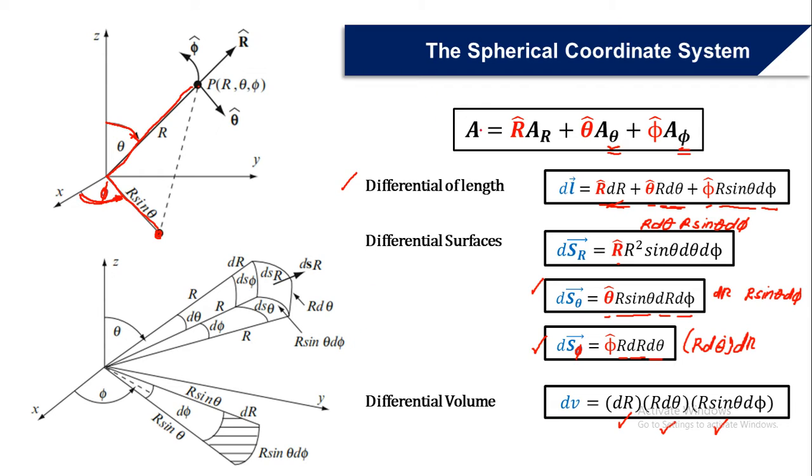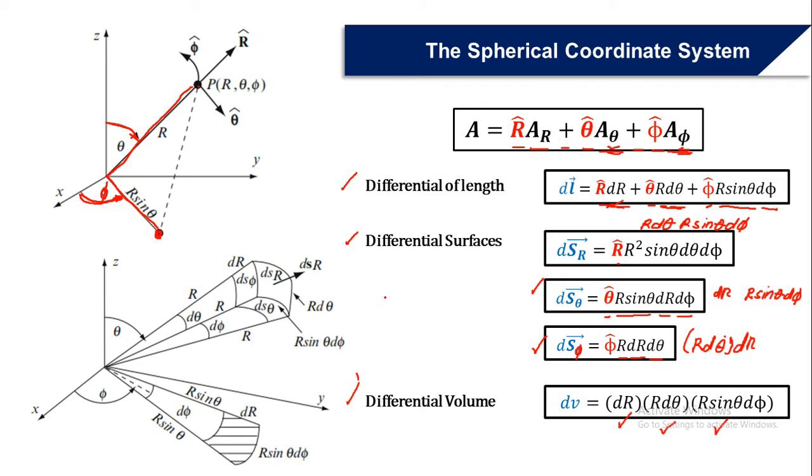Of course, yung ating general formula or general equation for representing a vector A in the spherical coordinate is A is equal to r hat a sub r plus theta hat a sub theta plus phi hat a sub phi. Okay? So, yan yung mga gagamitin natin sa susunod ng mga lessons.